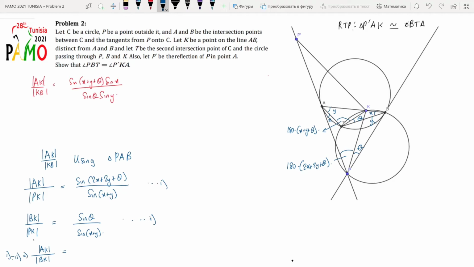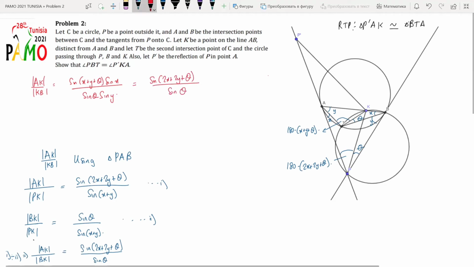And these two denominators are actually equal, so they cancel out. Same with the two denominators on the left hand side. So we're going to get sine 2x plus 2y. So this one is a bit special because actually the triangle is an isosceles triangle. That's why these two denominators are matched up. So this AK over BK is equal to this. So we can form a longer chain since it's the same ratio here. This also equals to what? Sine 2x plus 2y plus theta all over what? Sine theta.